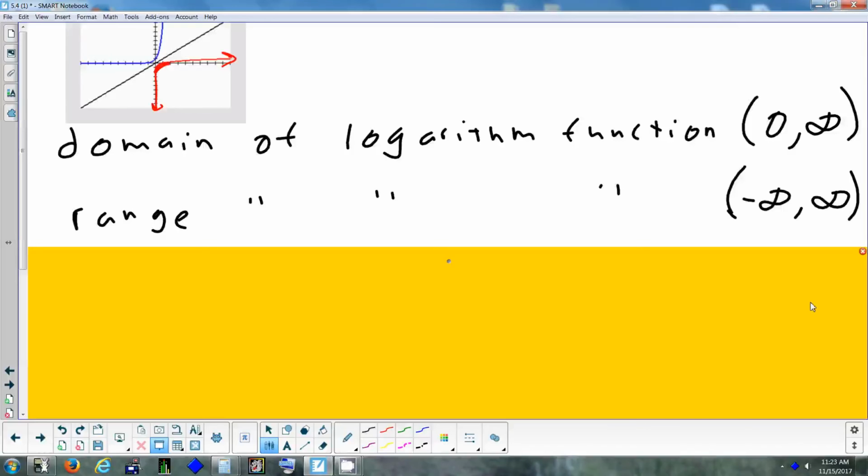So anytime you take the log of anything, doesn't matter what the base is, it has to be a number bigger than 0. Okay, you can't even do 0. If you try log of 0, you get an error for that too. The range.